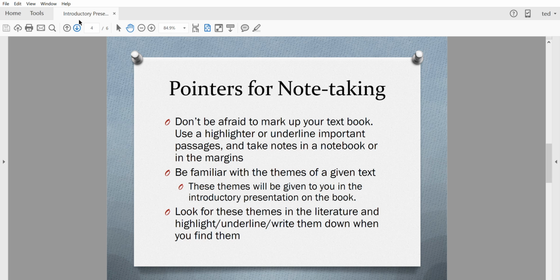You also want to keep in mind the themes of a given text. I do my best to try to help you with that through the course materials that I give you. So keep those materials in mind as well. And then look for these themes in the literature and highlight them or underline them or write them down when you find them. And if you want to trace these themes throughout the course, that might be something that would be helpful, say, on a final exam. So that's something that you can keep in mind as well.